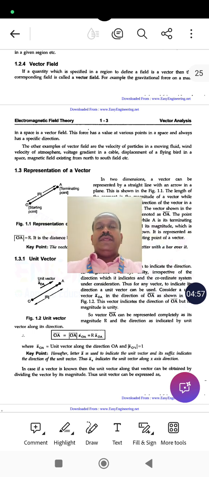So these are the very basic fundamental concepts we have to discuss in engineering electromagnetics, that is, the basics of vector and scalar fields.